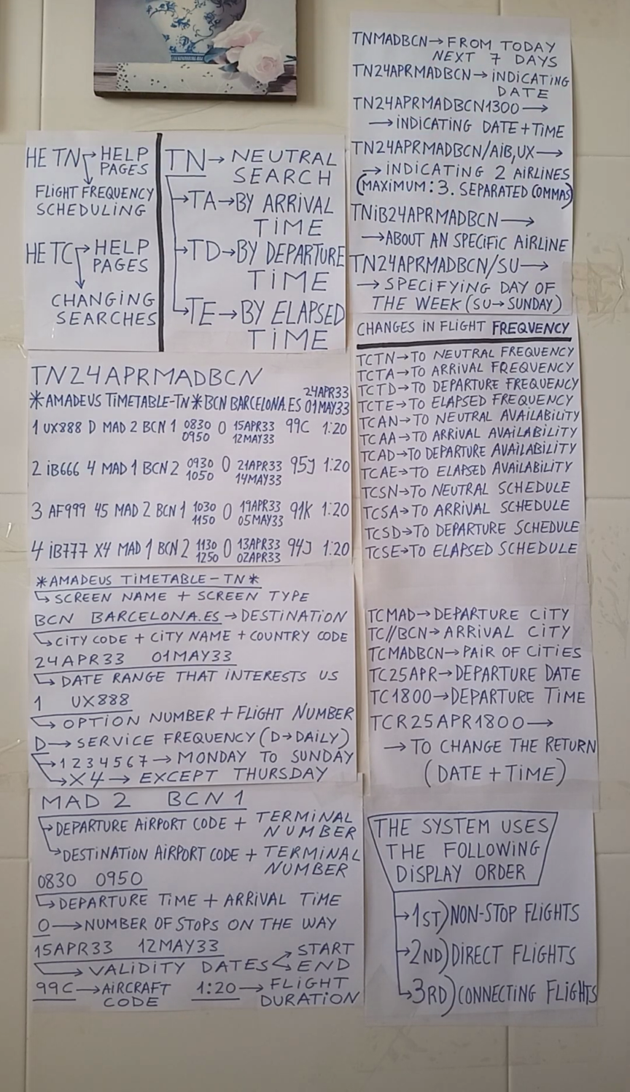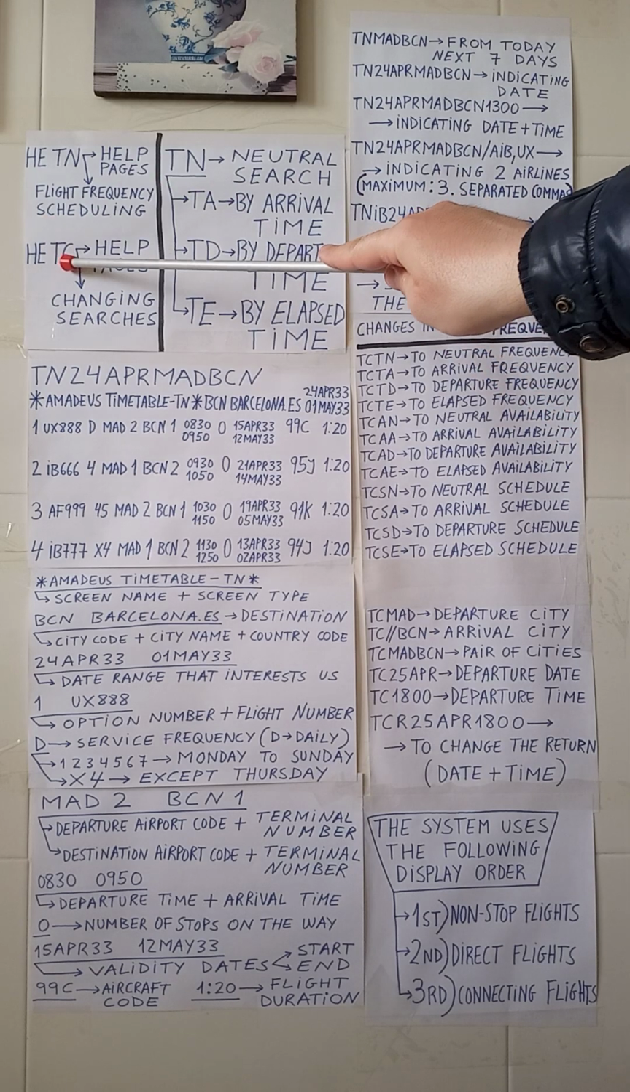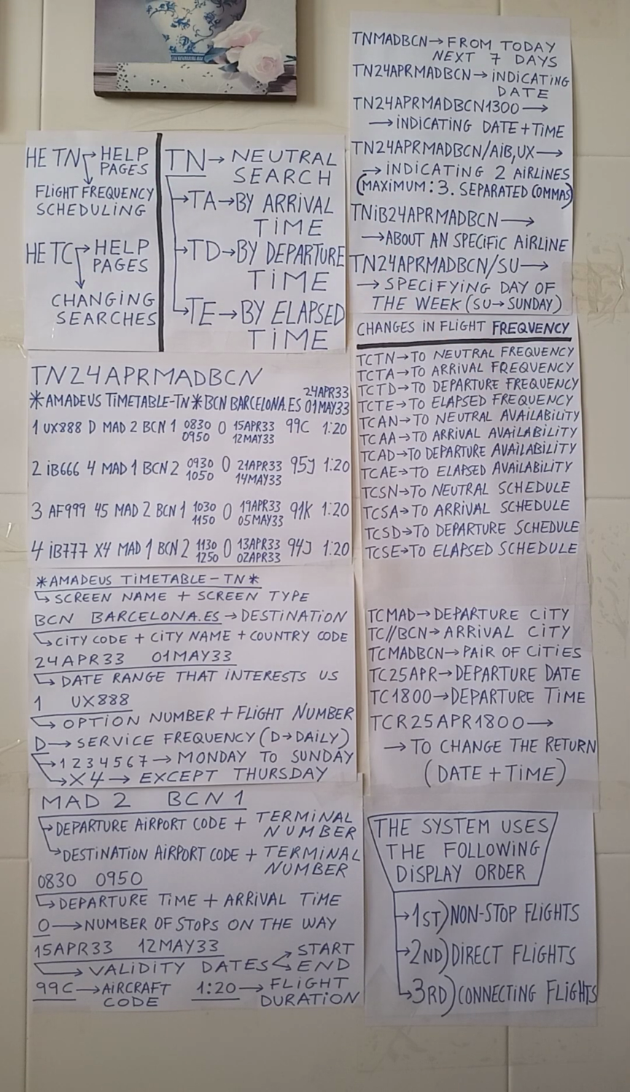HETN is used to access help pages on flight frequency programming screens. HETC is used to access help pages on how to make changes to the programming screens. TN is used for neutral searches of programming screens.